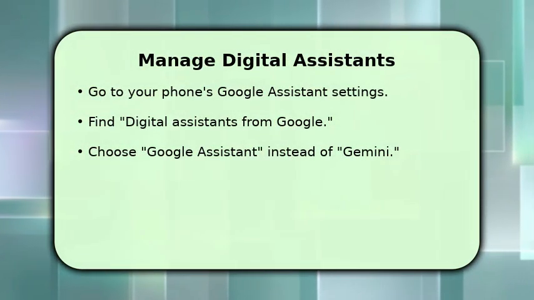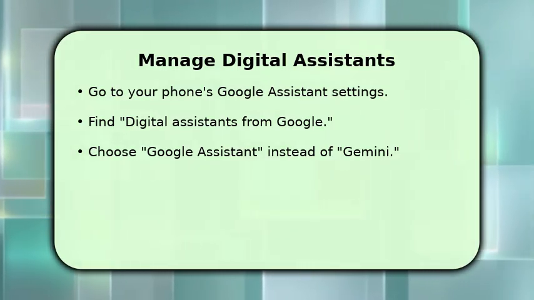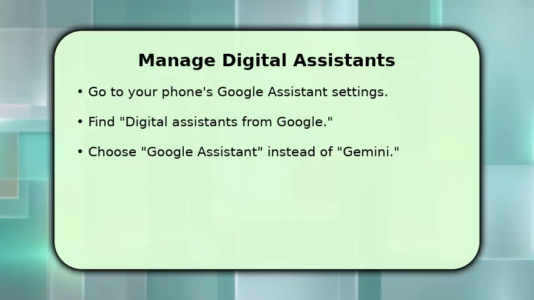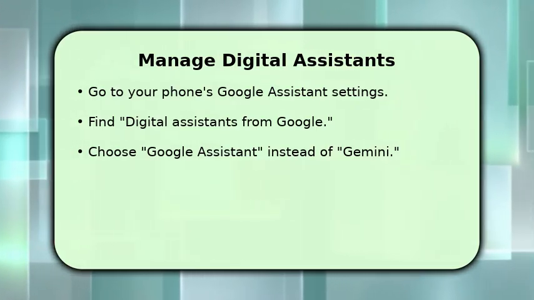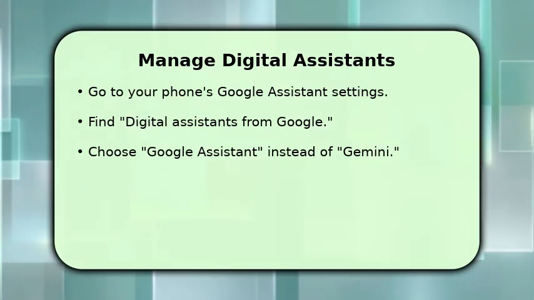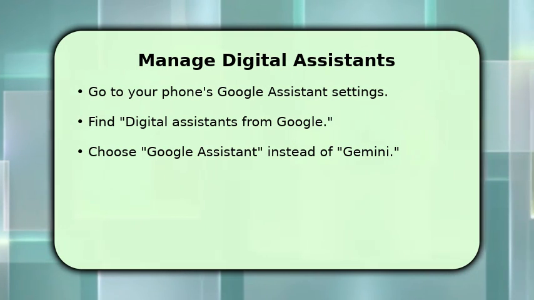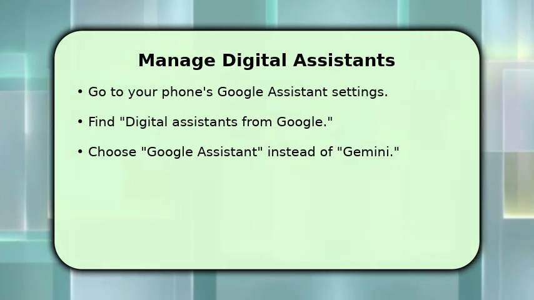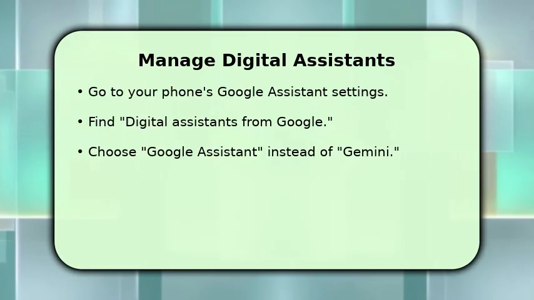For a more comprehensive change, open your Google Assistant settings. You can usually find this by searching Assistant in your phone's main settings. Within the Assistant settings, look for a section titled Digital Assistants from Google. Here, you can switch your primary assistant back to the standard Google Assistant, ensuring Gemini is not the default.